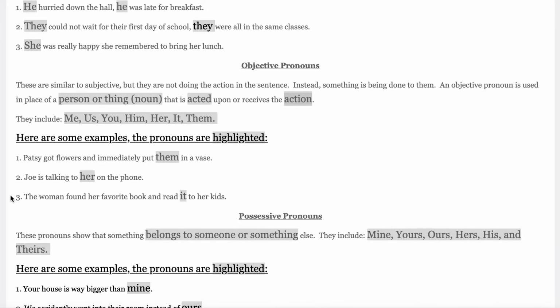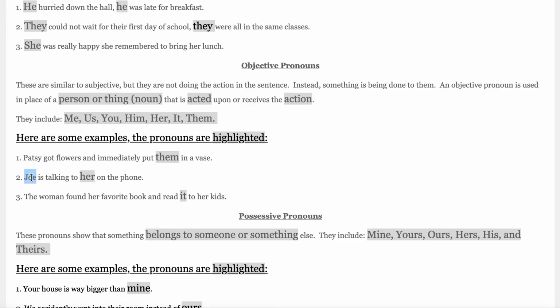So here are some examples. It says, Patsy got flowers and immediately put them in a vase. So does them refer back to Patsy? No, it doesn't. Them is a pronoun for the flowers. The flowers are being acted upon. They're being put in a vase. Patsy is not being acted upon. She's doing the action. So if we were to replace Patsy with she, that would be a subjective pronoun. She got flowers and immediately put them in a vase. Them is still objective and she is the subjective.